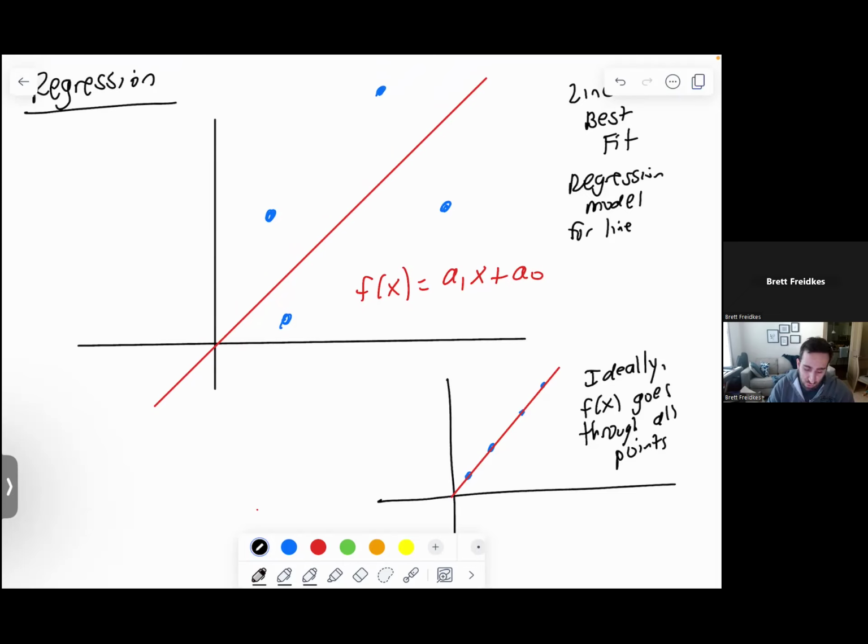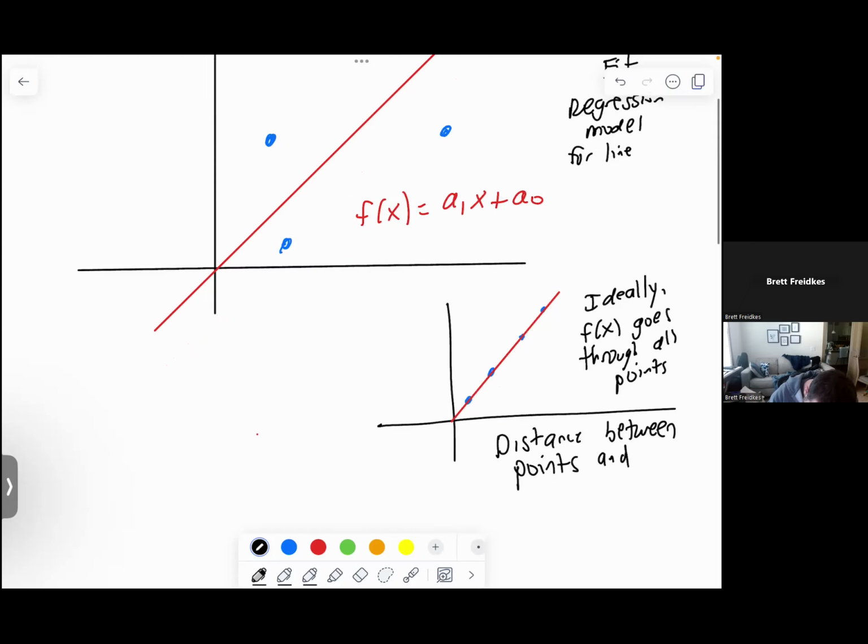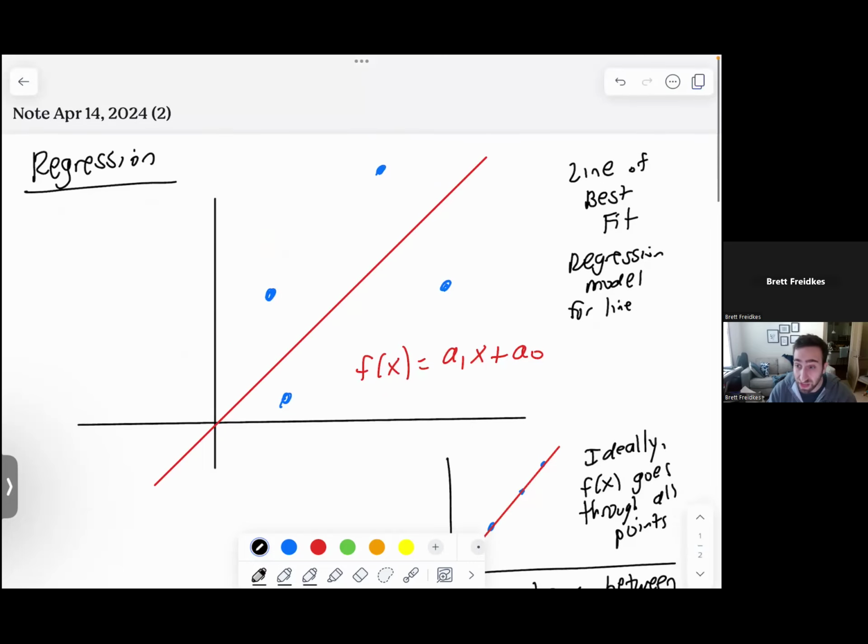So what we try to do is we want the distance between the dots and our red line of best fit to be as close to zero as possible. Down here, the distance between a point and f of x is zero. When I say distance, I mean the vertical distance, the y value.